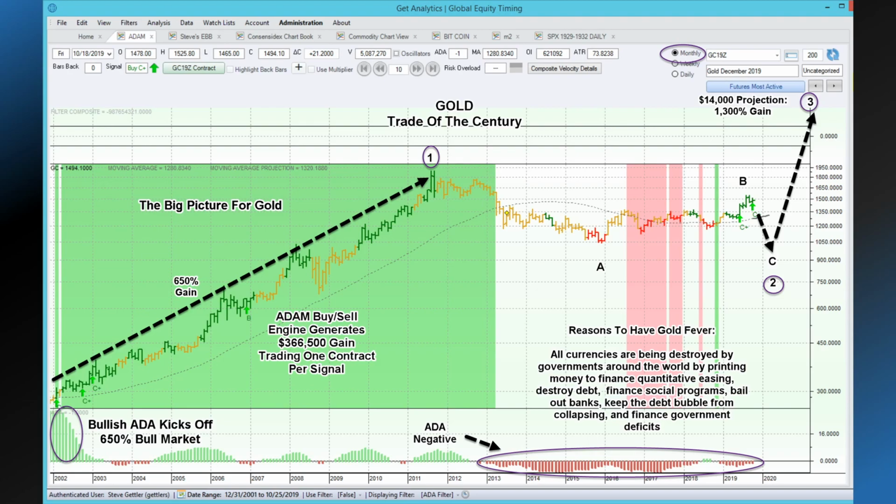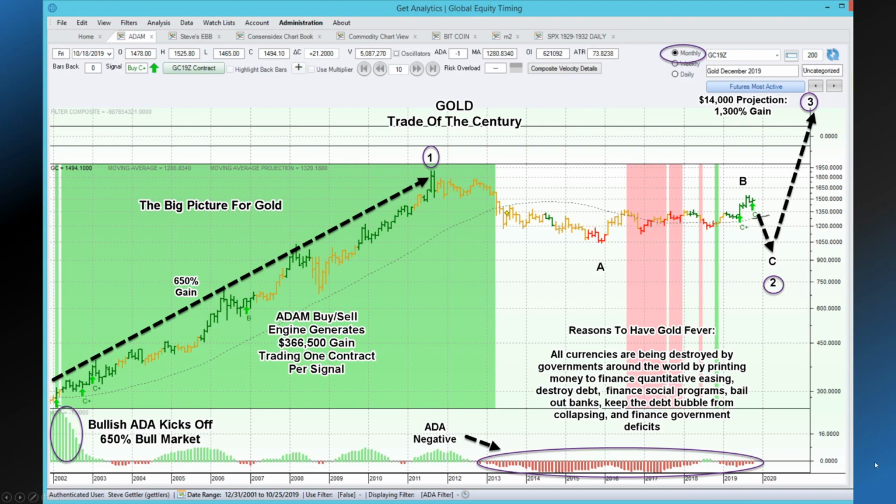Another reason to have gold fever: governments want to finance social programs, and they're not going to do it with taxes. They're going to do it through simply creating electronic entries in banks and paying for the social programs rather than taxing. The result of that is going to be tremendous inflation. Part of financing social programs, probably coming in the 2020s, will be MMT, modern monetary theory, which is just another way for governments to steal hard-earned money from its citizens.